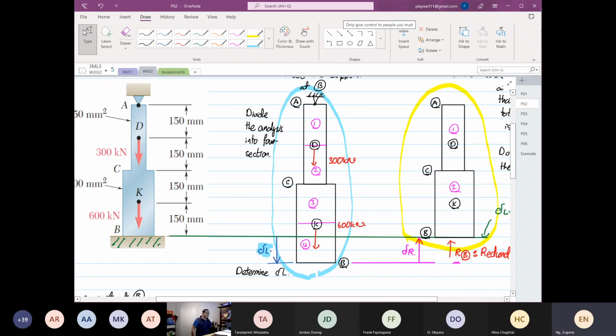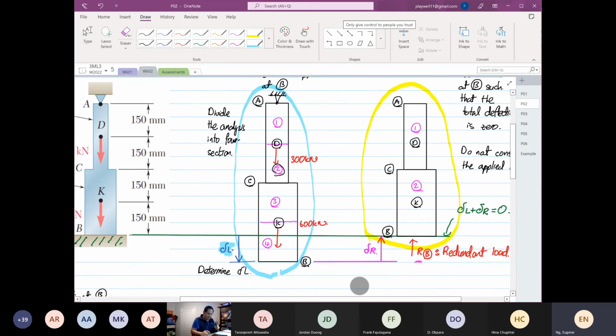Now we look into the change in the applied load, or where the applied load is applied. From A to D, you will see the 300, 600. At 2, you only see 600. You don't see the 300. So there's a change in applied load already. At 3, you only see the 600, same as 2. I think speaking did not really help.